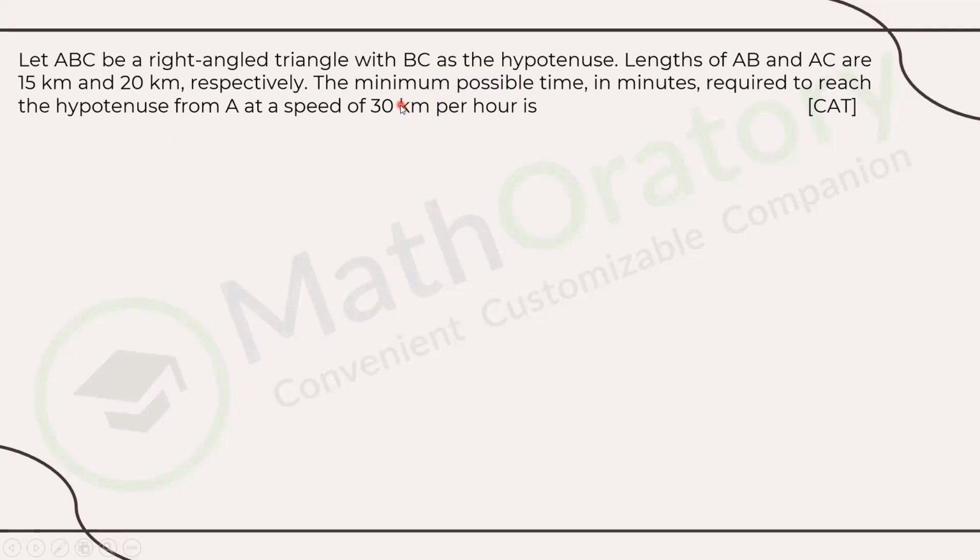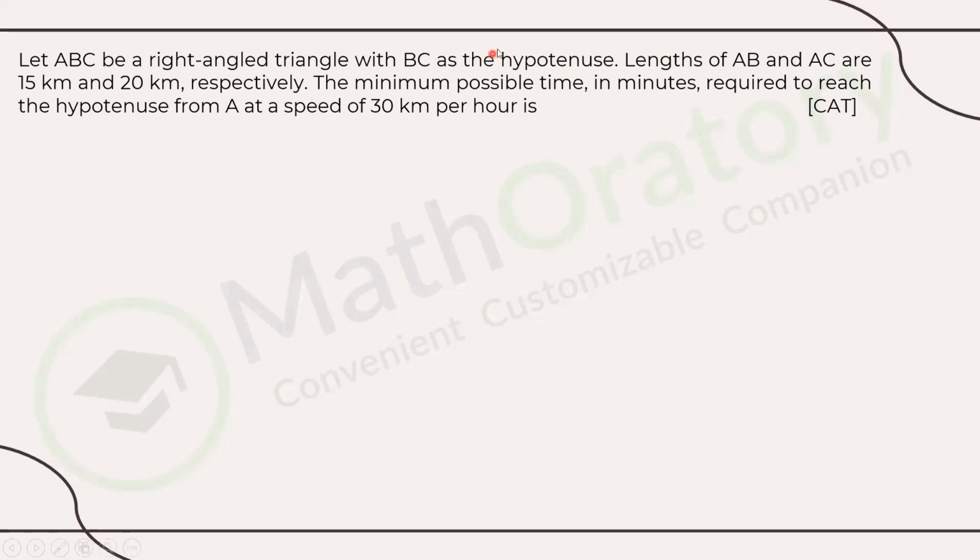With a particular speed, if we are looking for the minimum possible time, the obvious thing is that we have to travel the minimum possible distance, isn't it? Because the speed is fixed. So basically what we are looking for is the minimum distance of A to the hypotenuse. If we can figure that out, we can get the answer. Minimum distance of a point from any line is the perpendicular distance. Basically, we are looking for the length of the perpendicular drop from A to the hypotenuse.